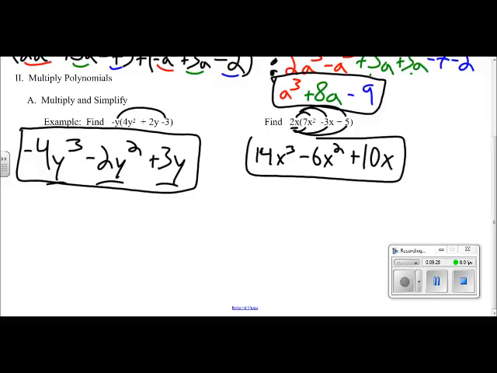Again, they're all in x, but this one is x to the first power, x to the second power, and x to the third power. So there are no like terms, so this is already simplified down.